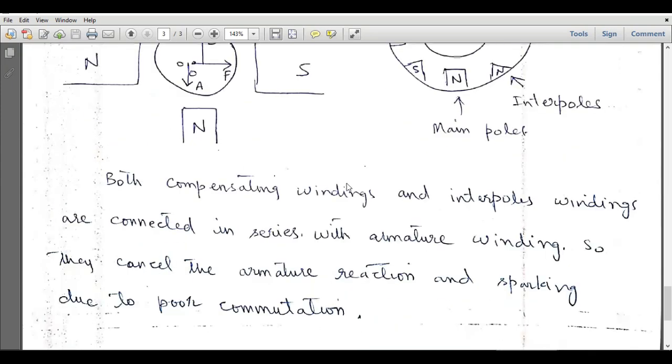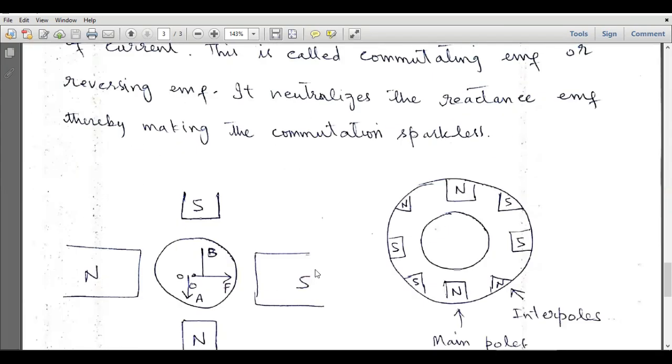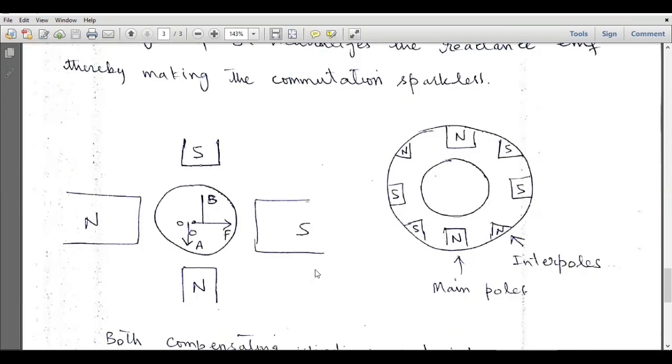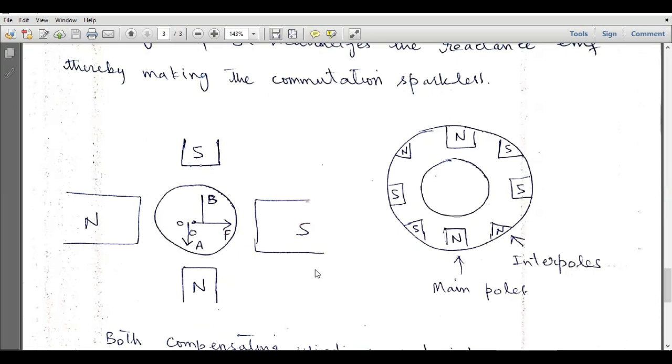Both compensating windings and interpole windings are connected in series with armature winding, so they cancel the armature reaction and sparking due to poor commutation. So that is all about our today's lecture, and you must remember that compensating winding is used to minimize the armature reaction and interpoles are used to improve the commutation. And both these windings, interpole windings and compensating windings, are connected in series with the armature winding.